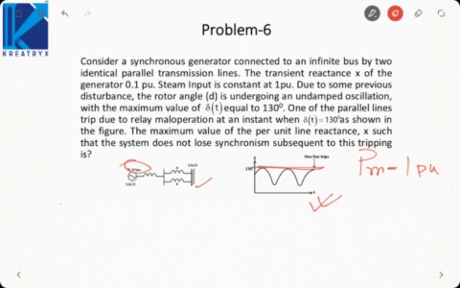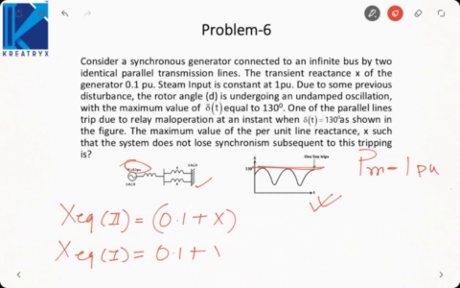Now, when one of the lines trips, the value of X equivalent will be 0.1 plus X. Before the line trips, the X equivalent would be 0.1 plus X upon 2. Okay, the line is tripping when delta is 130. We need to find the maximum value of X so that we do not lose synchronism.